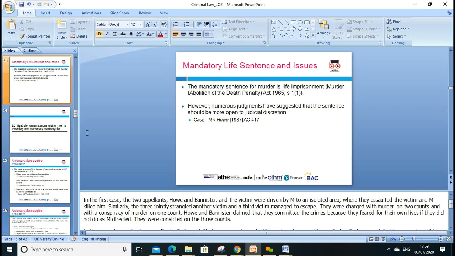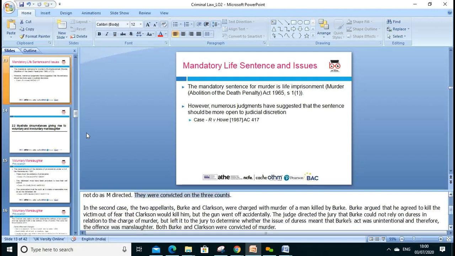Similarly, the three jointly strangled another victim, and the third victim escaped, and they were charged with murder on two counts, with conspiracy to murder as one count. We have heard about conspiracy to murder or conspiracy to drug dealing, immigration crimes and various other crimes. They feared for their own lives if they did not comply, and they were convicted on three counts.